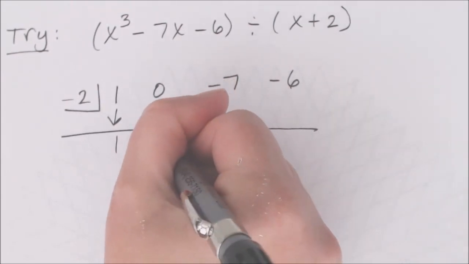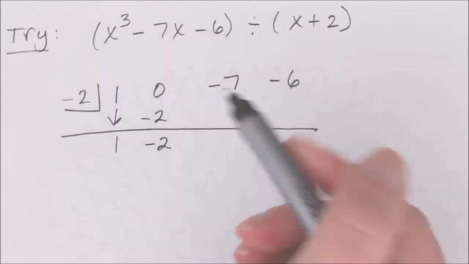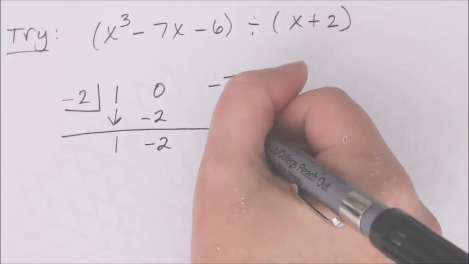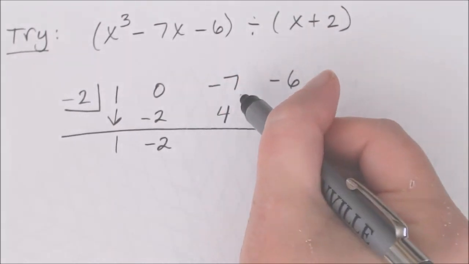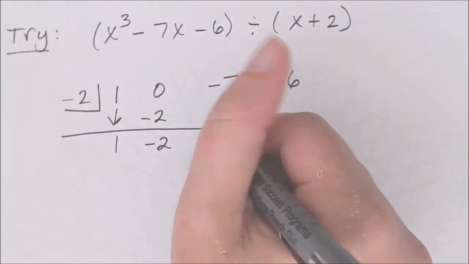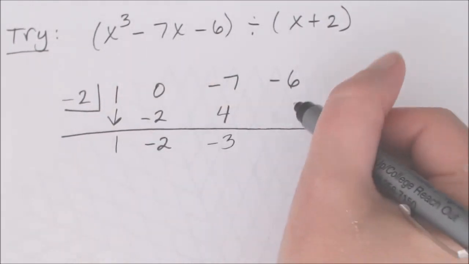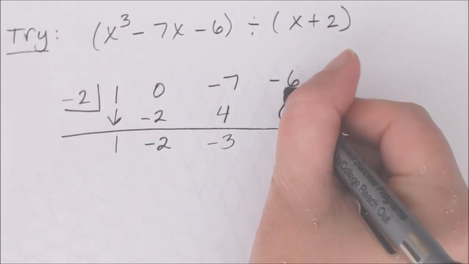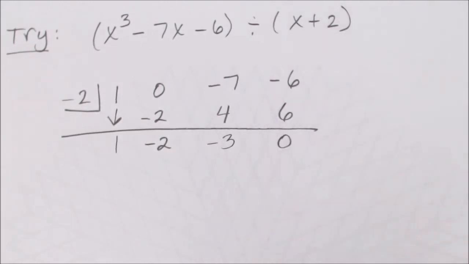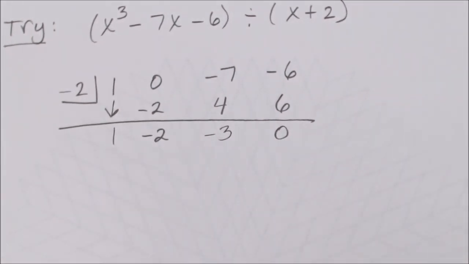0 and -2 is -2. -2 times -2 is 4. -7 and 4 is -3. -2 and -3 is 6. -6 and 6 is 0. So this one did not have a remainder.